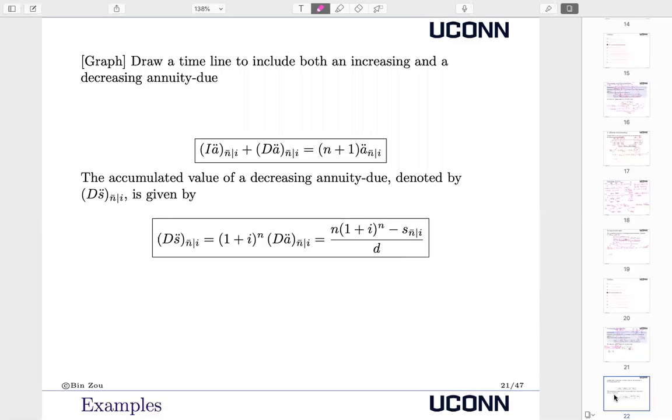This we already did, right? So it's the same for annuity due. So put the dollar sign to show these are payments.